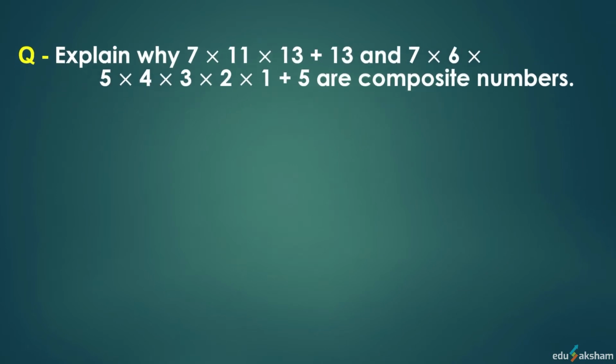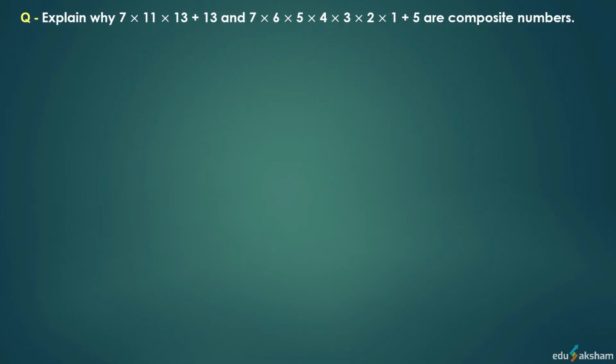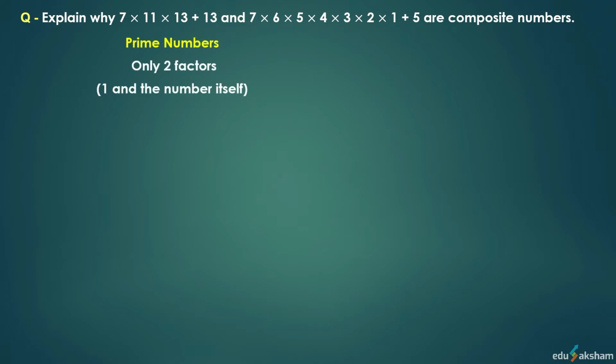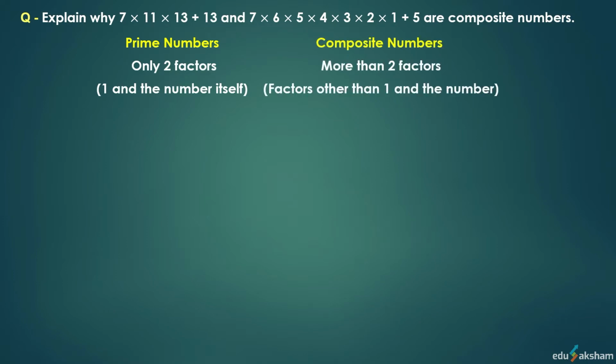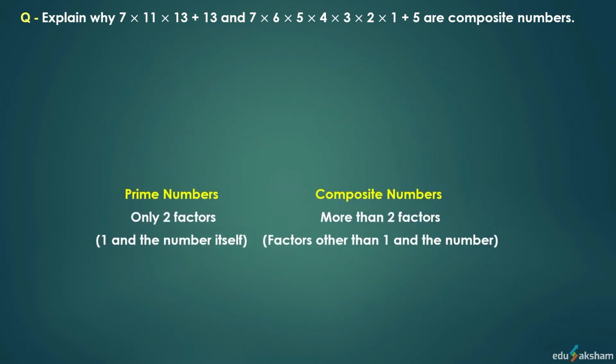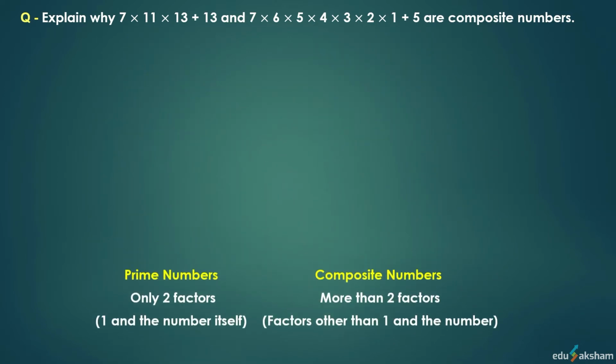First, we will see what is the difference between prime numbers and composite numbers. Prime numbers are the numbers which only have two factors, which are 1 and the number itself, whereas composite numbers are the numbers which contain more than two factors, which means composite numbers also have factors other than 1 and the number itself. So, let us see whether the numbers given to us have more than two factors.